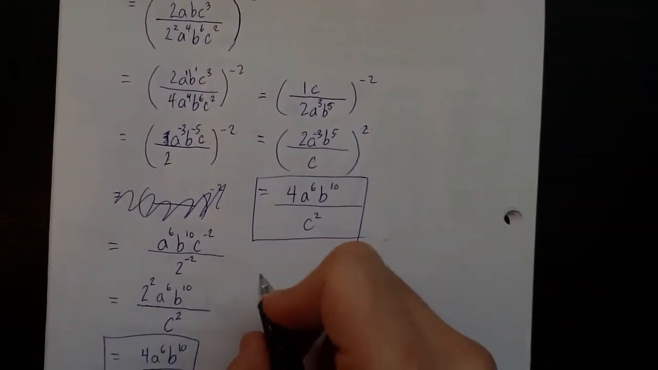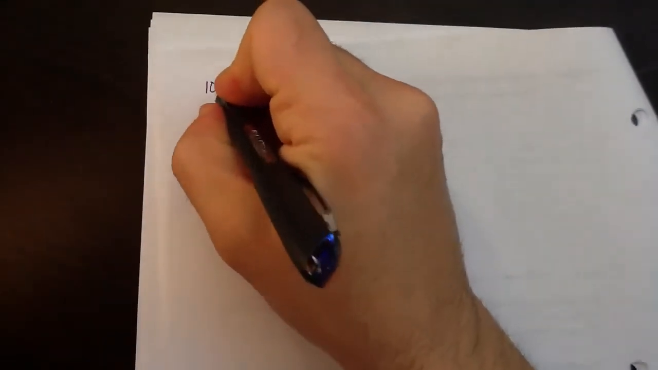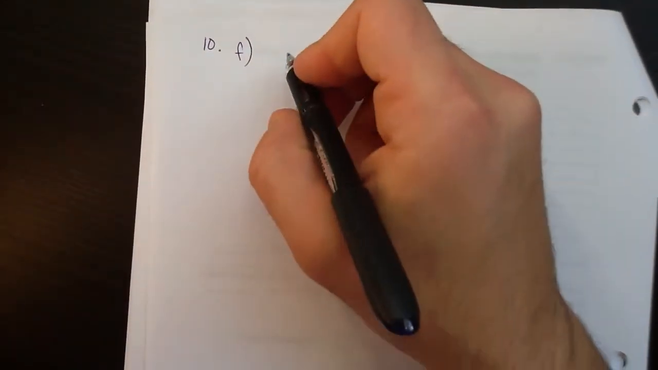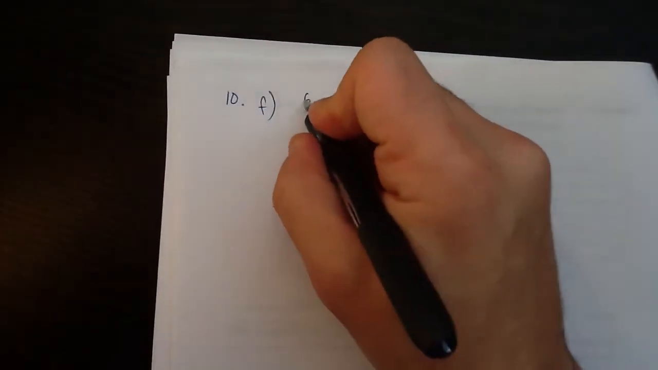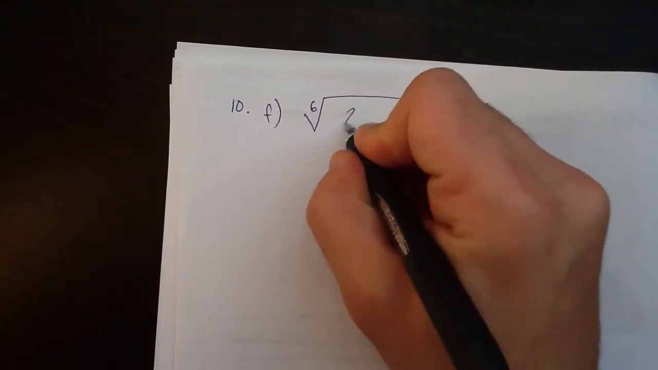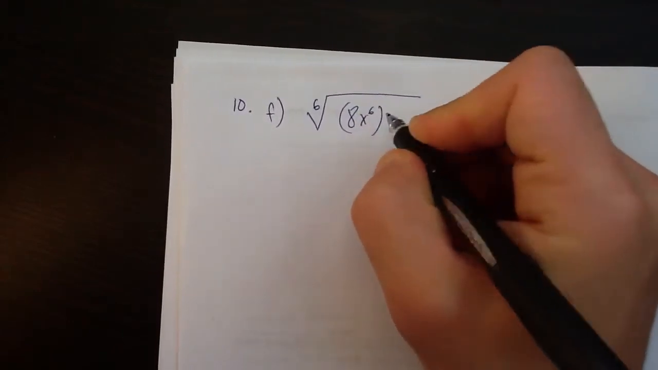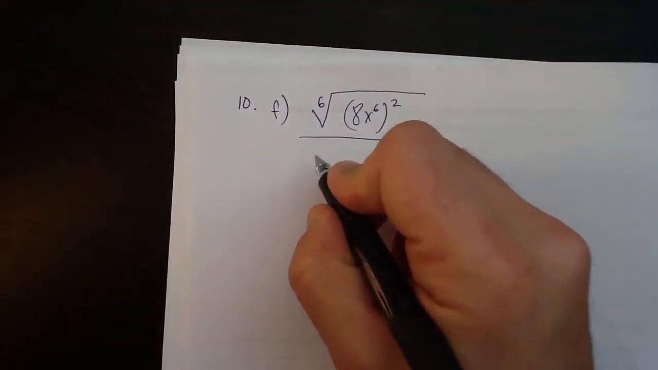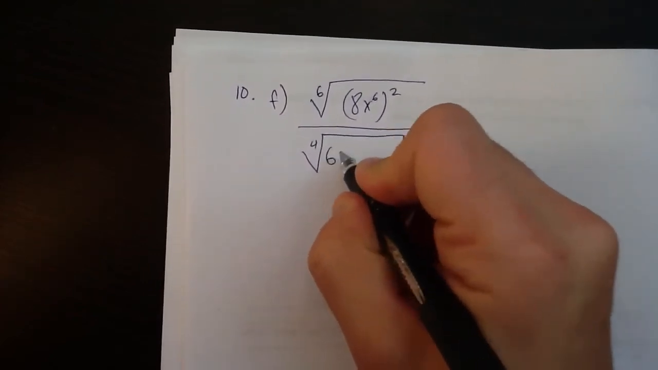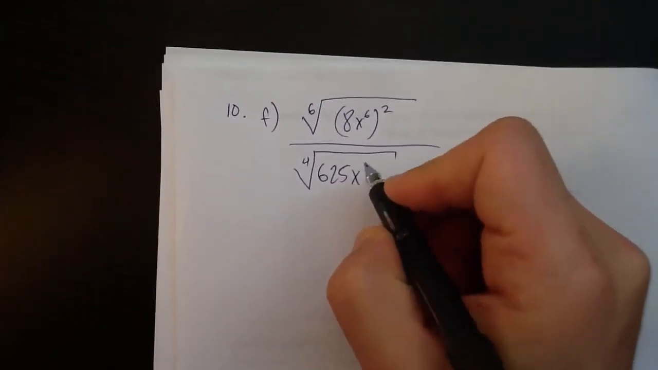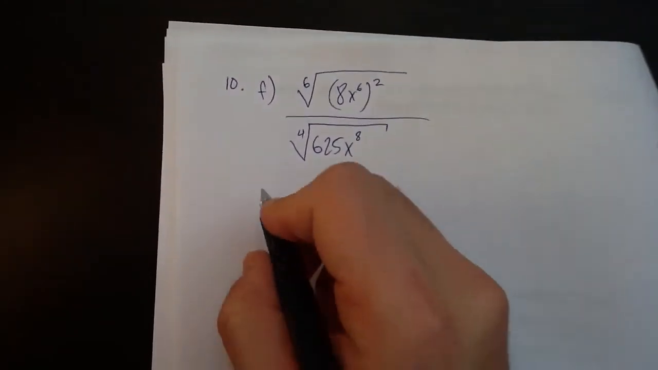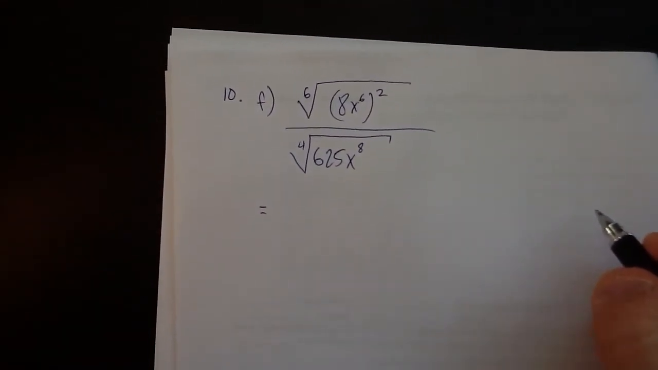Now let's take a look at a couple others. If I take a look at, let's say, number 10F. Number 10F states this: the sixth root of 8x to the power of 6, all squared in here, all over the fourth root of 625x to the power of 8. So let's take a look at this one here. So this one here is a little different.